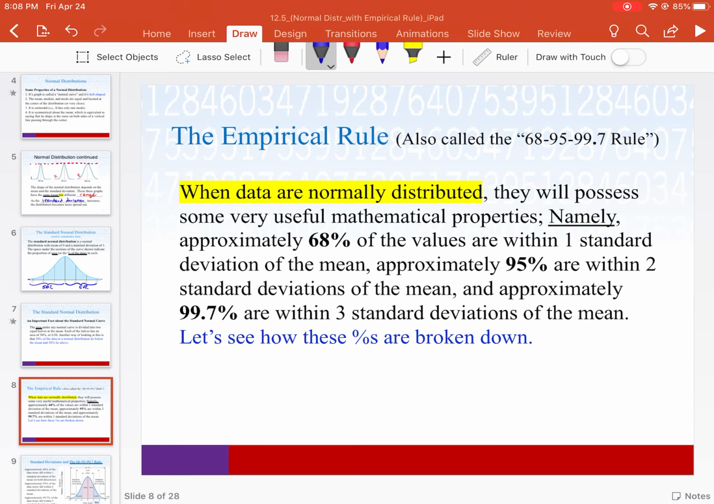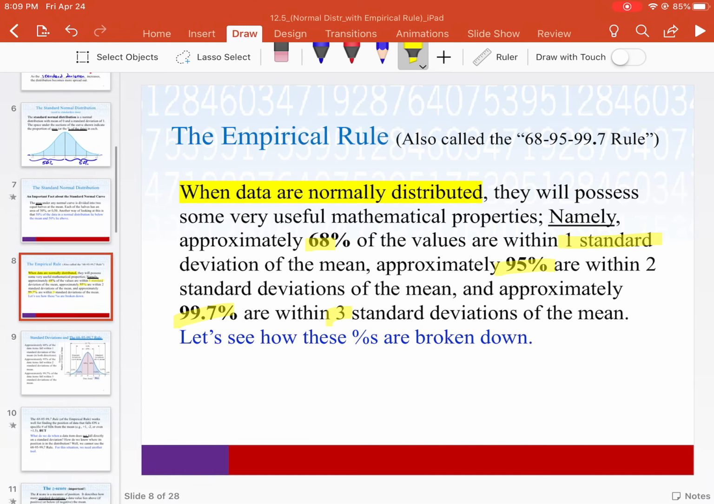There's something called the empirical rule, which tells you how the data will fall very close to these numbers if you have a normal distribution. It says you're going to have about 68% within one standard deviation, plus or minus. If I go another standard deviation up and down, I'm going to have 95% of the data. And if I go one more, 3 standard deviations, I'm going to have just about everybody.